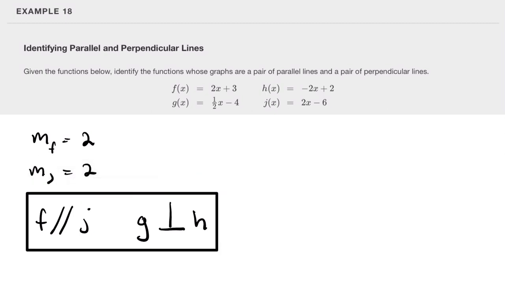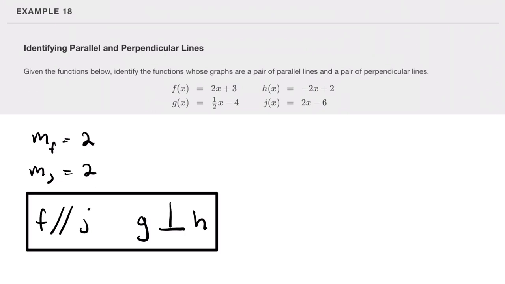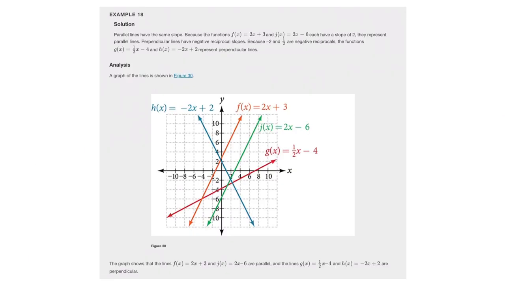Okay. All right, we are moving and grooving, holding strong, almost there. Got a lot going on here. Let me see. Parallel, let me see. F and j each have, so they represent parallel lines. Perpendicular lines have negative reciprocal slopes. So that's g and h. So what we said is correct.